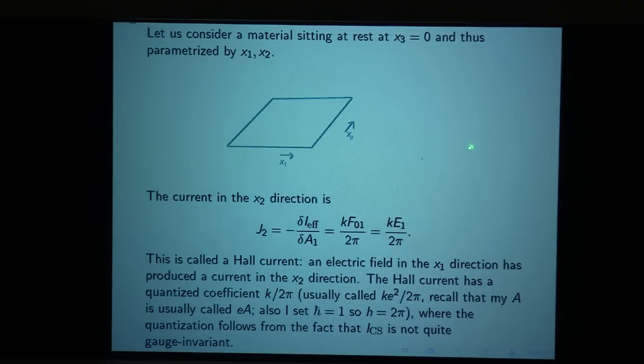Well, this is usually called k e squared over 2 pi. Remember, my A is usually called eA. Also, I said h bar equals 1, so h is 2 pi. Remember that h is 2 pi h bar. So if h bar is 1, h is 2 pi. So Charlie Kane wrote the formula as e squared over h. But in my units, h is 2 pi. So the quantization follows from the fact that the Chern-Simons action is not quite gauge invariant.